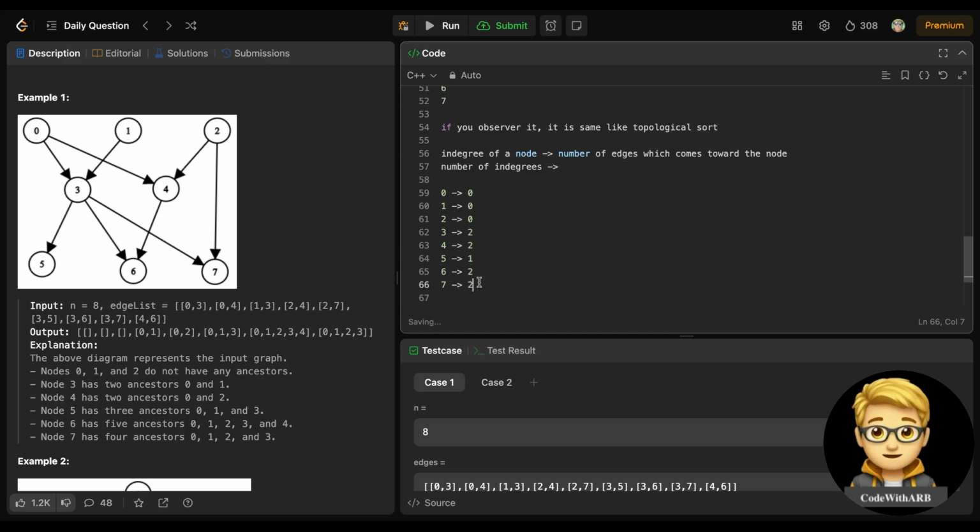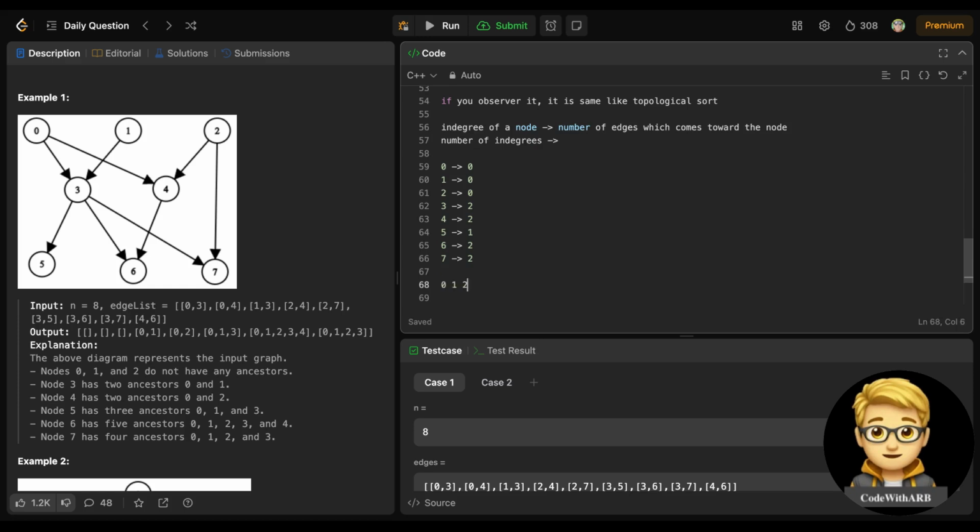So basically, in topological sort, we start from the nodes with 0 in-degree. So 0, 1 and 2 come first. After removing 0, 1 and 2, their edges are also removed from here. So for these nodes, both edges are removed.